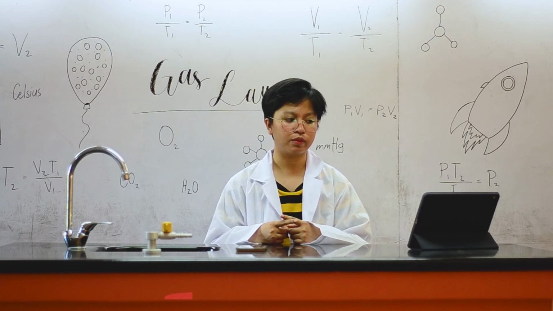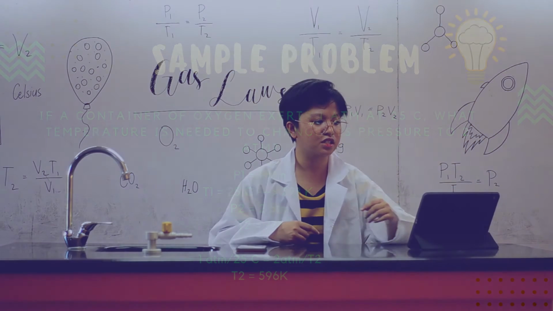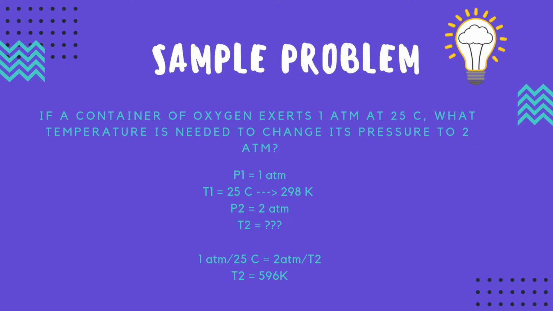Here's a sample problem. If a container of oxygen exerts 1 atmospheric pressure at 25 degrees Celsius, what temperature, in Kelvin, is needed to change its pressure to 2 atmospheric pressure? So, you see that you're given 1 atmospheric pressure as your P1, 25 degrees Celsius as your T1, and 2 atmospheric pressure as your P2. We need to find our T2.